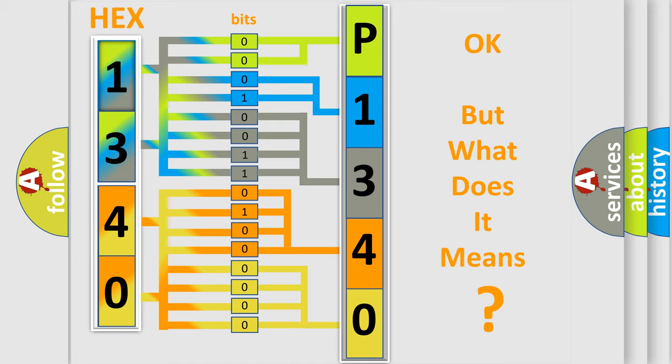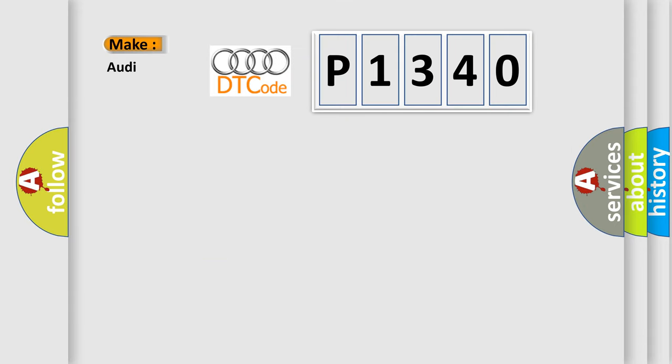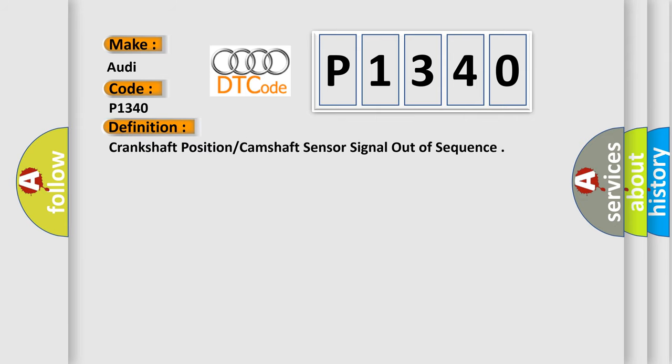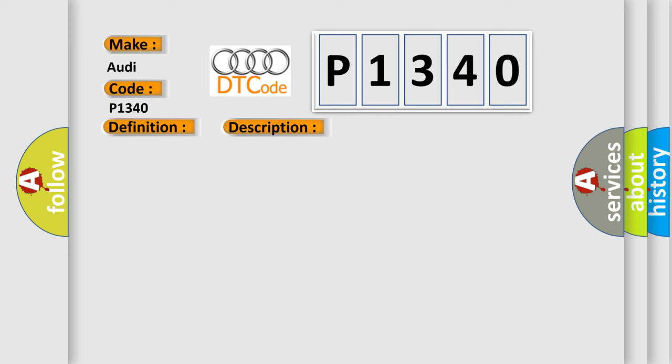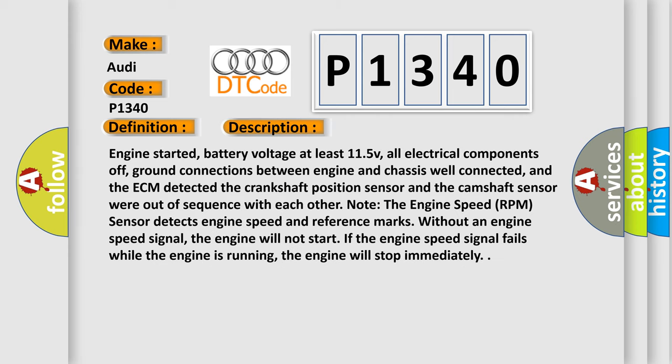The number itself does not make sense to us if we cannot assign information to what it actually expresses. So, what does the Diagnostic Trouble Code P1340 interpret specifically for Audi car manufacturers? The basic definition is: crankshaft position or camshaft sensor signal out of sequence. And now this is a short description of this DTC code.